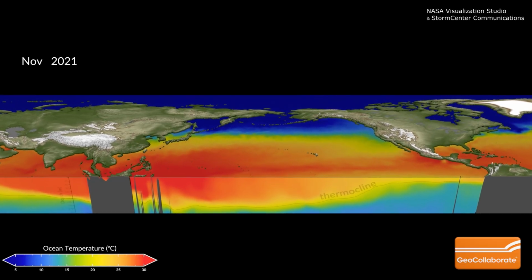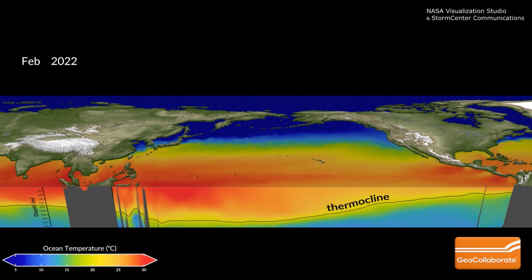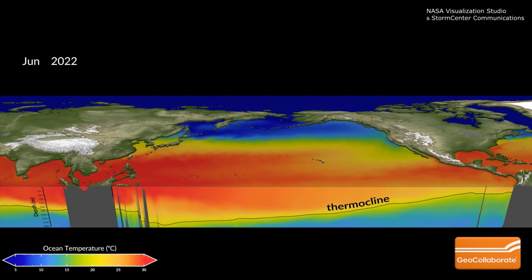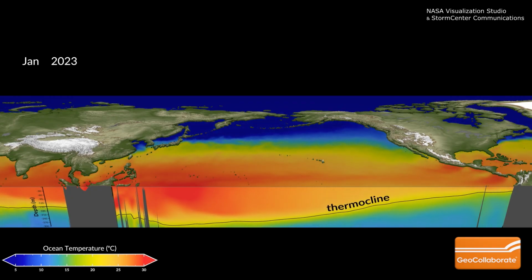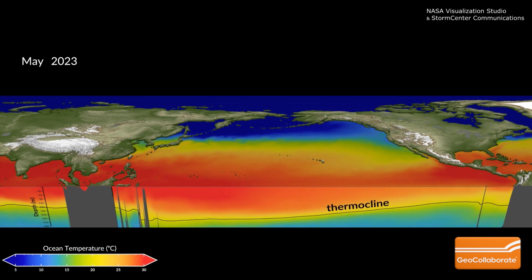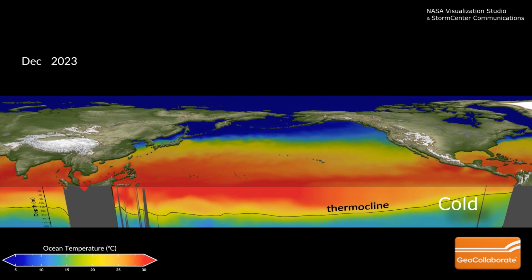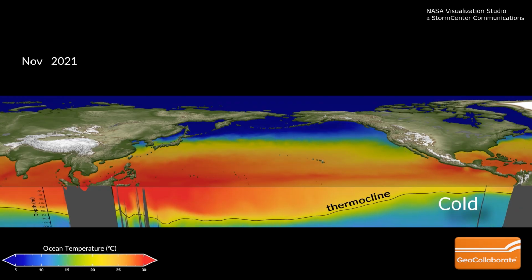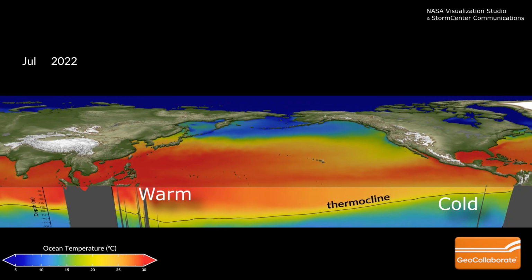At the equator, below the surface, there is a sharp change in temperature that separates the warmer surface water from the deep, cool water. This is known as the thermocline and is typically identified by the depth of the 20 degrees C isotherm. Typically in the East Pacific, the cold water is close to the surface, and in the West, the accumulated warm water pushes down the thermocline.